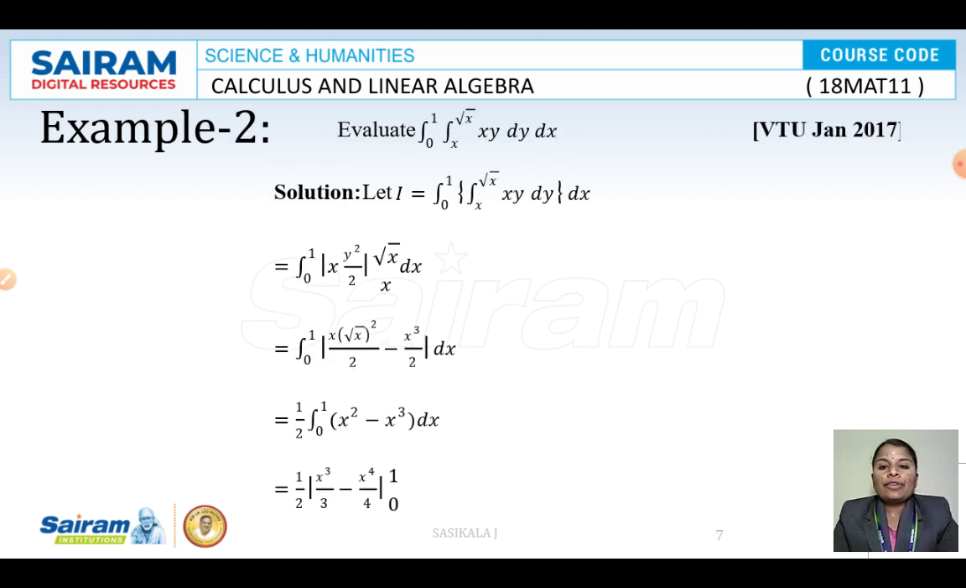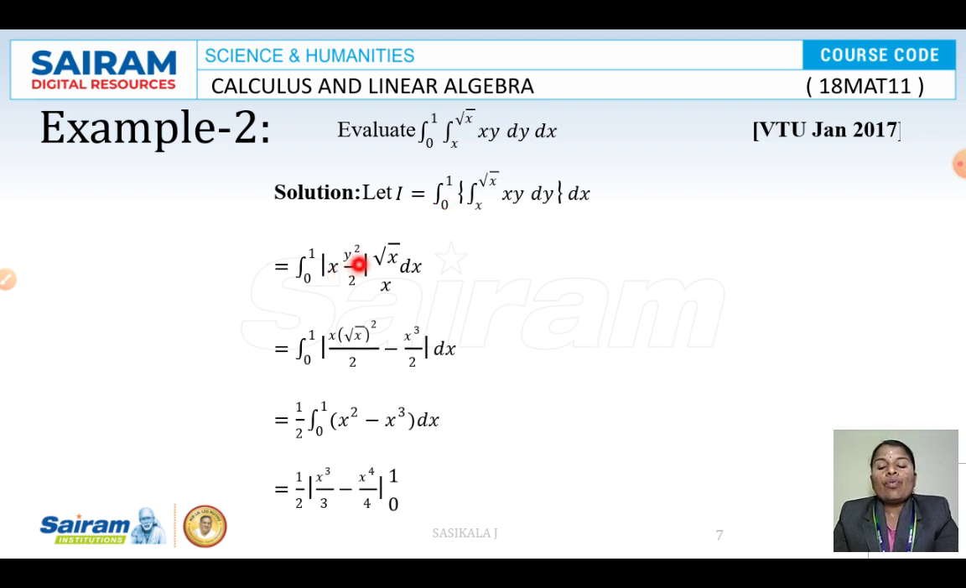Now example 2. Evaluate integration 0 to 1, x to root x, xy dy dx. Just write I is equal to integration 0 to 1, x to root x. So here you have the outer limit as a constant and the inner limit as a variable limit, so you can't change the order. You have to choose first with respect to y because it is a function of x. So this is a y limit, and then this will be our x limit.